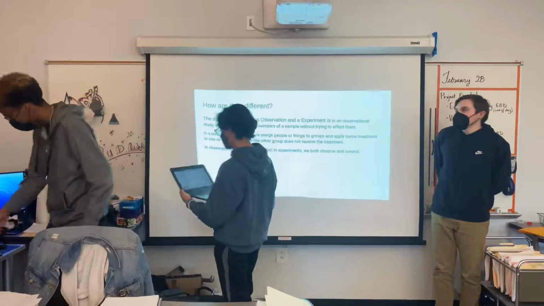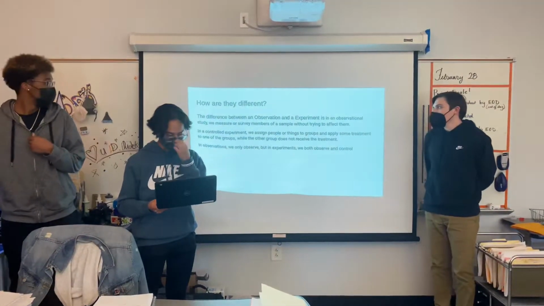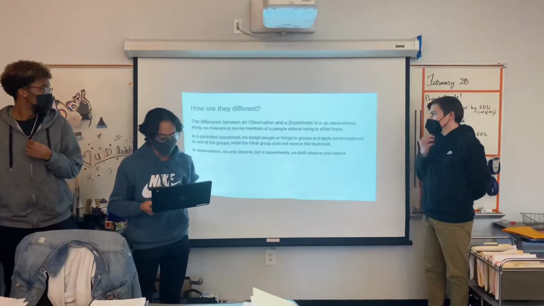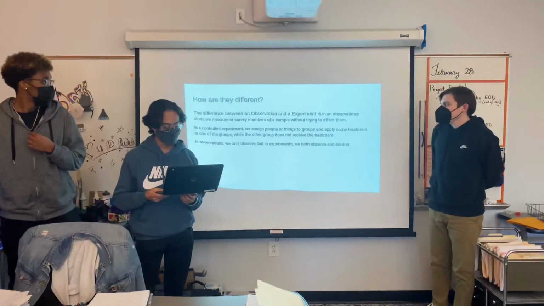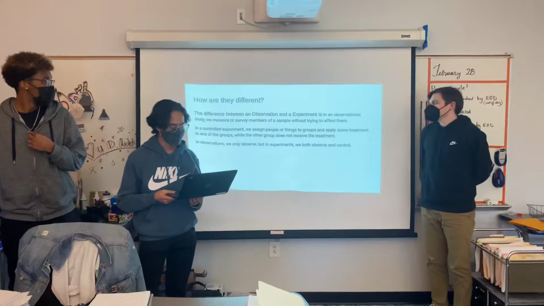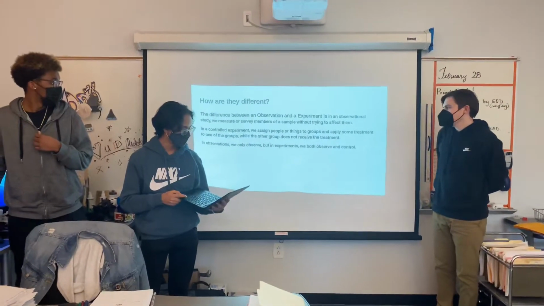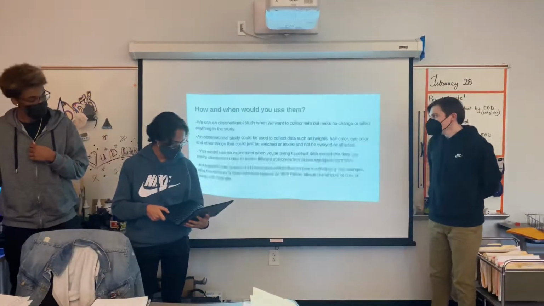Alright, so how are they different? The difference between an observation and an experiment is that in an observational study, we measure or survey members of a sample without trying to affect them at all. But in a controlled experiment, we assign people or things to groups and apply some kind of treatment to one of the groups while the other group does not receive the treatment. In observations, we only observe, and in experiments, we both observe and control.